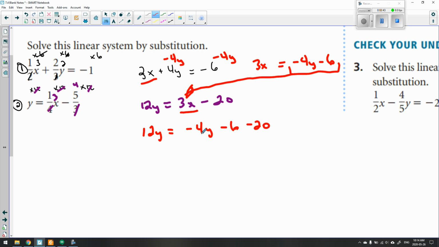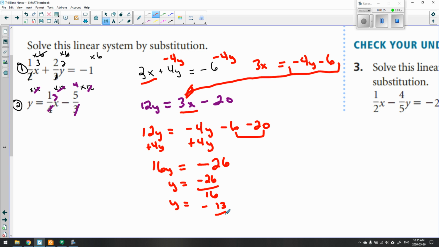So we're going to add 4y to both sides. We're going to combine our like terms. We get 16y is equal to -26. y is equal to -26 over 16, which can be simplified to -13 over 8. So we've got our value for y. Now we need a value for x. So let's plug that value into one of our equations. I'm going to choose this one right here.